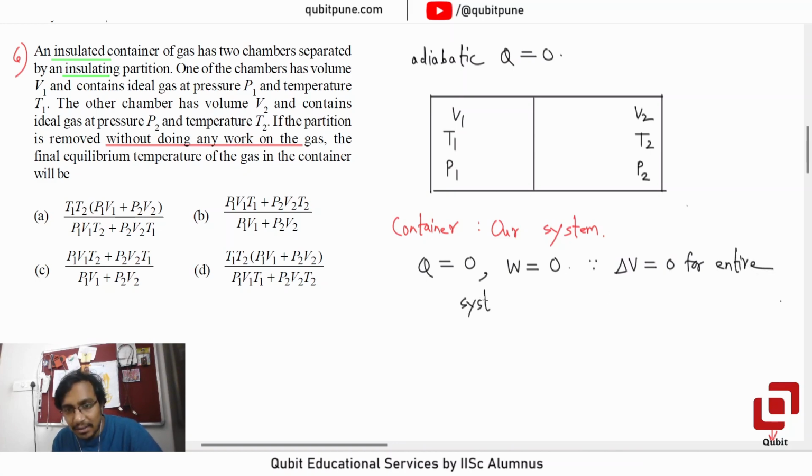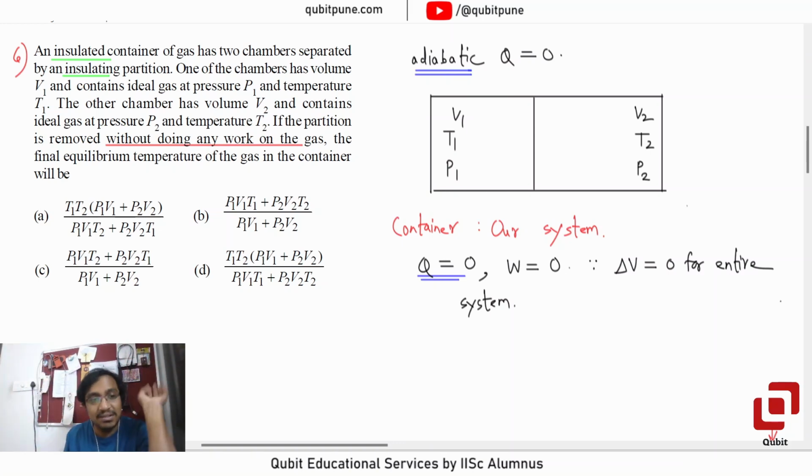Had we considered the volume V1, then there would have been some mass flow out, some mass flow in after removal of the partition, but we are not interested in that. So the whole container is our system. Q is 0, that is given in the problem itself, adiabatic. And why is W 0? Because delta V is 0, because our system's initial volume is V1 plus V2 and our system's final volume is also V1 plus V2. Is it clear?